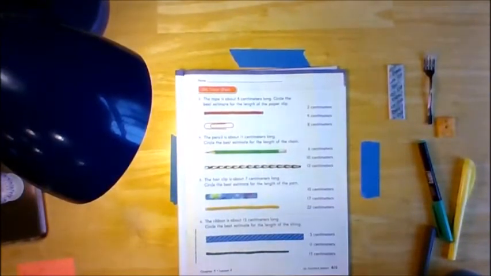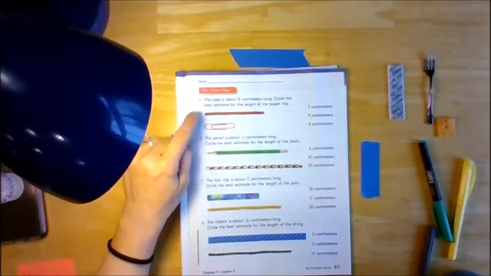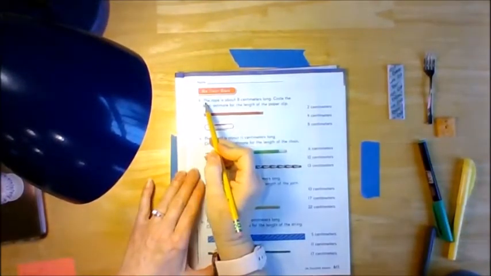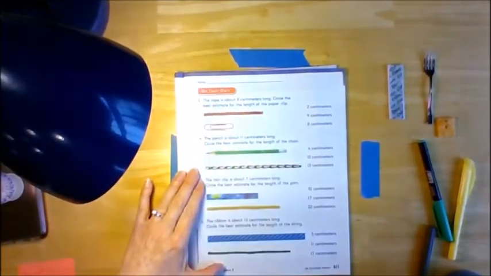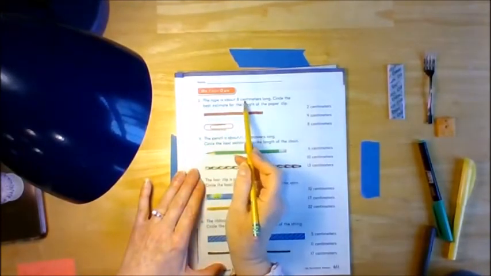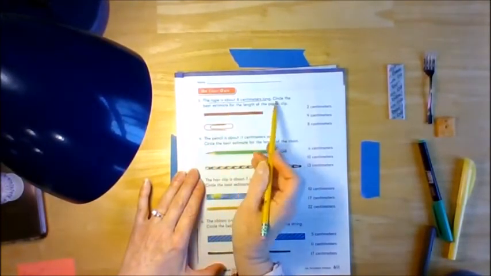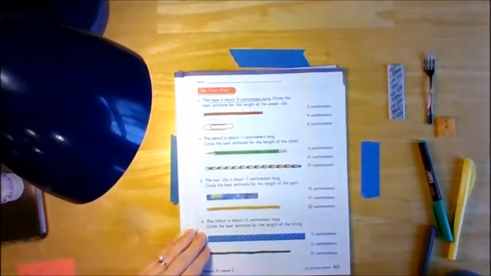So you're just going to continue and do this on your own. You're going to compare each of these things. It tells you here in the question stem what it is. The rope is 8 centimeters long. Circle the best estimate for the length of the paper clip.